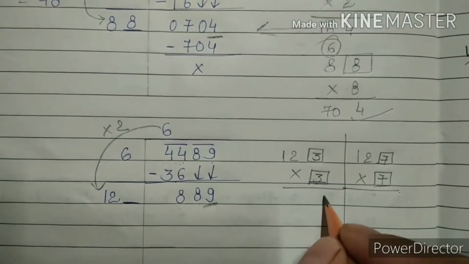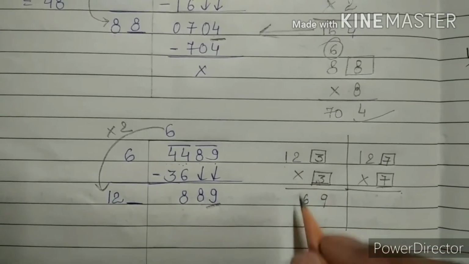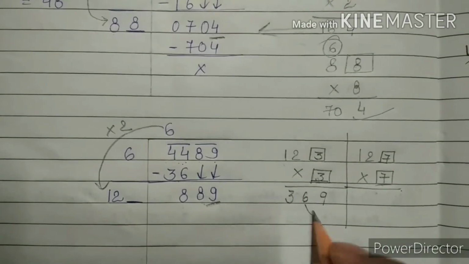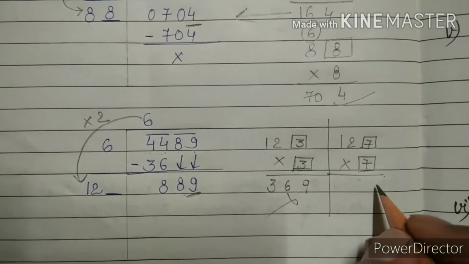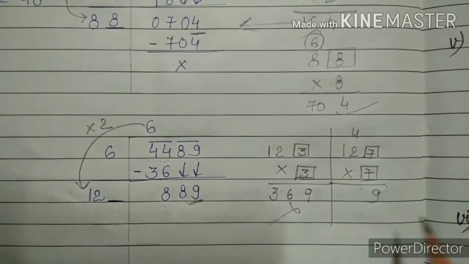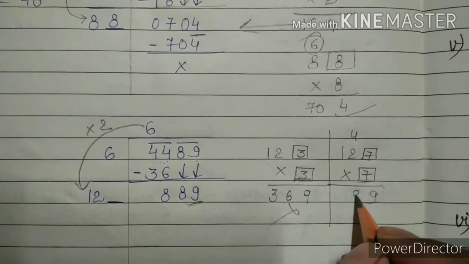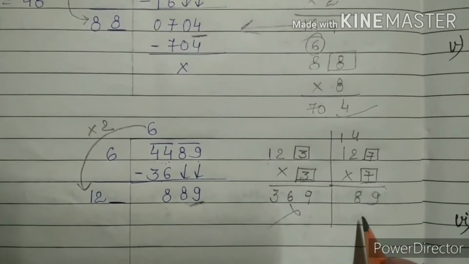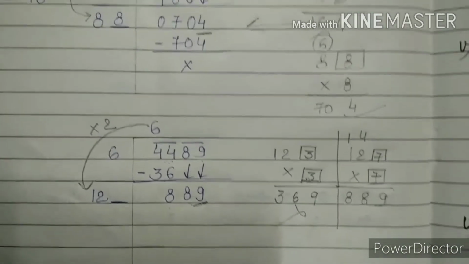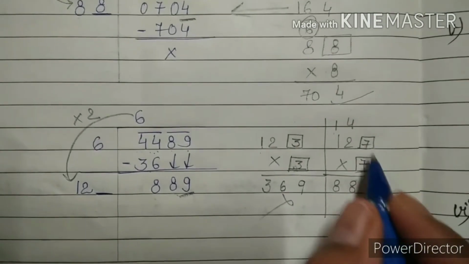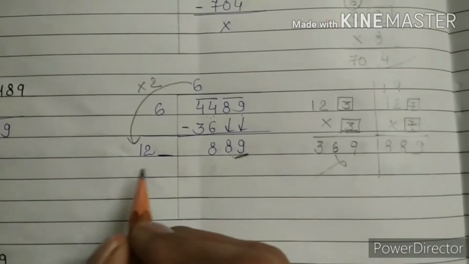3 3s are 9, 3 2s are 6 and 3 1 is 3. That is wrong because we want 889. Let's see here. 7 7s are 49, 9 here and 4 carry. 7 2s are 14 plus 4 is 18, 8 downside, 1 carry. 7 1 is 7 and 1 is 8. So we get 889 by multiplying by 7. So here we have to put 7.